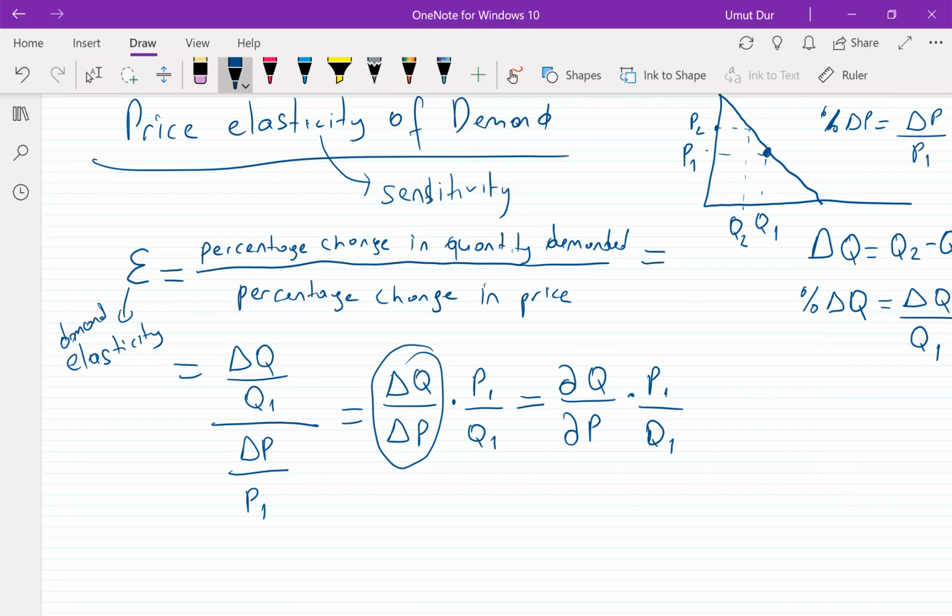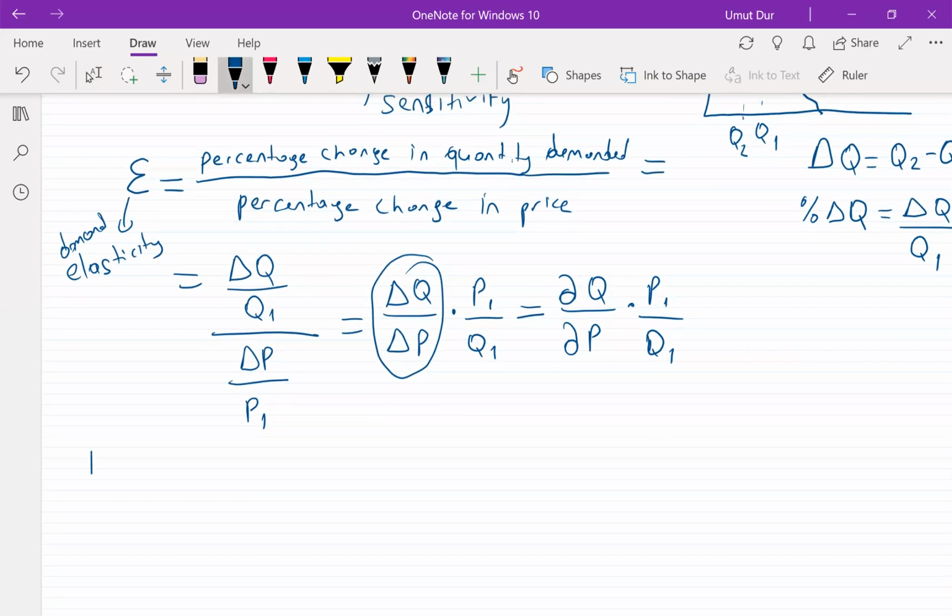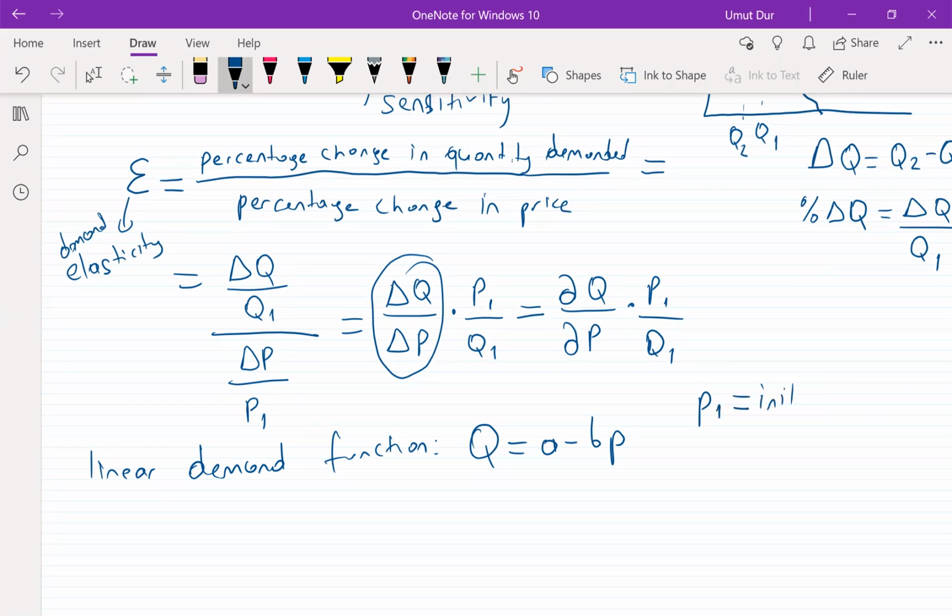Okay. So let's remember the linear demand function. The linear demand function was Q equals A minus BP. So we are given an initial price level, P1 is the initial price level, and what will be the initial quantity level corresponding to that price level? What will be Q1 here?